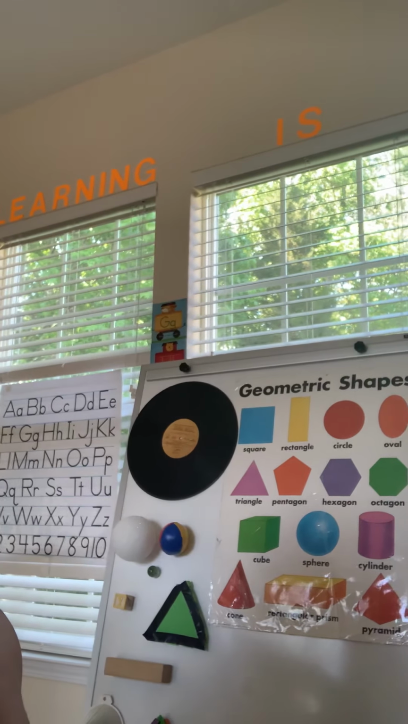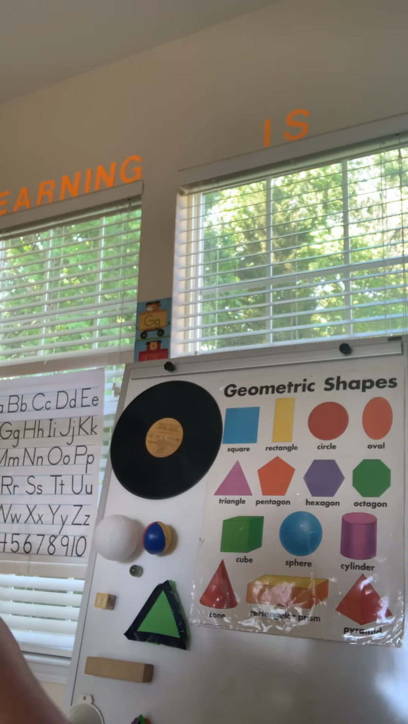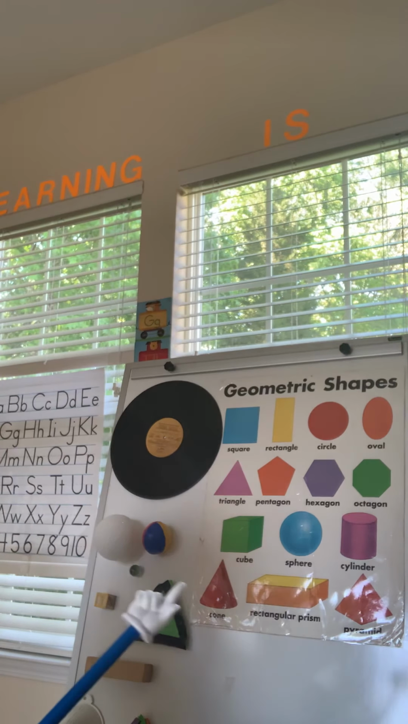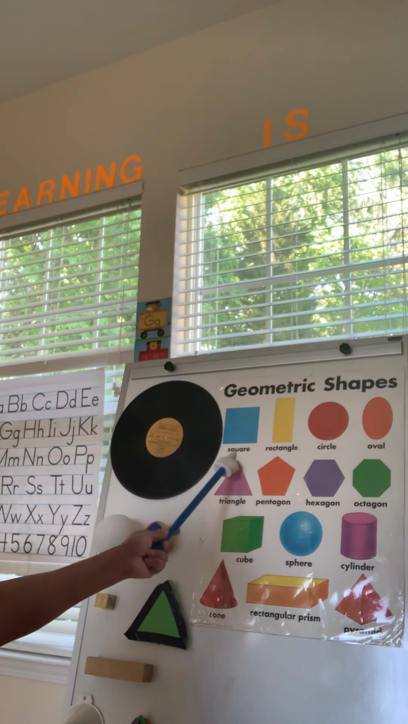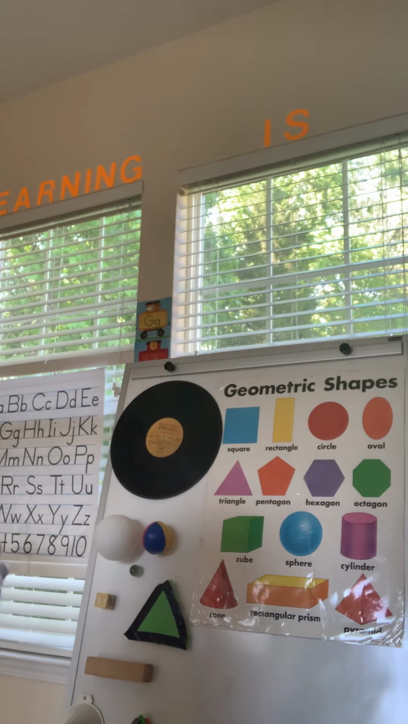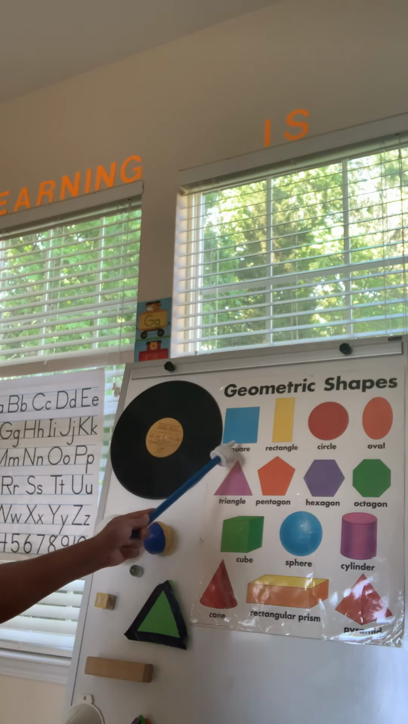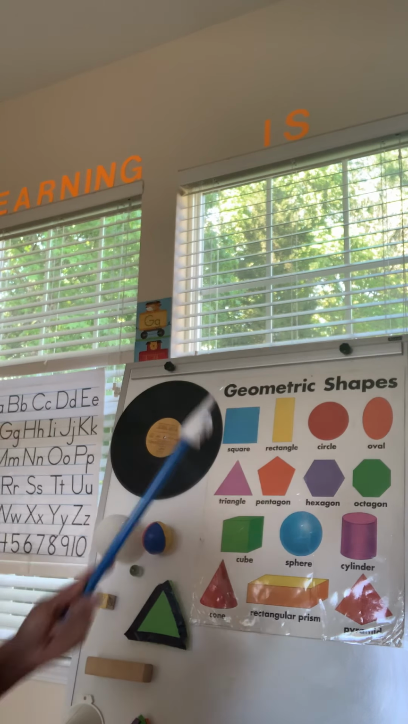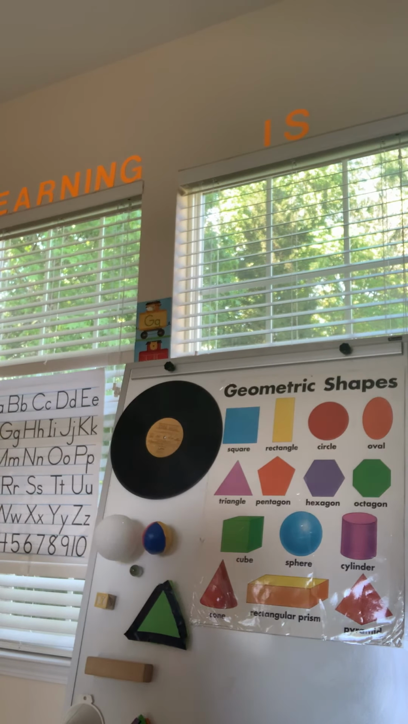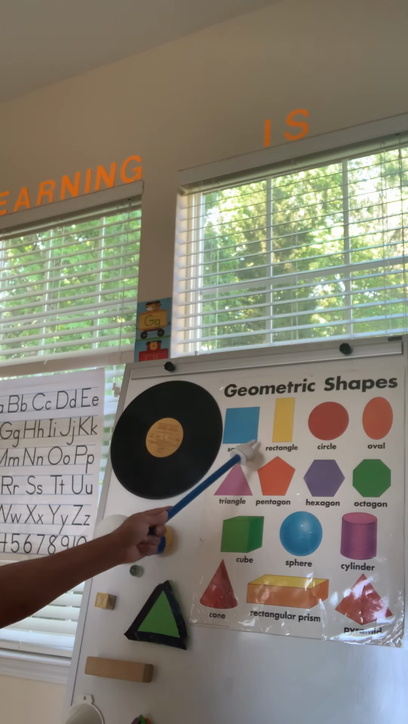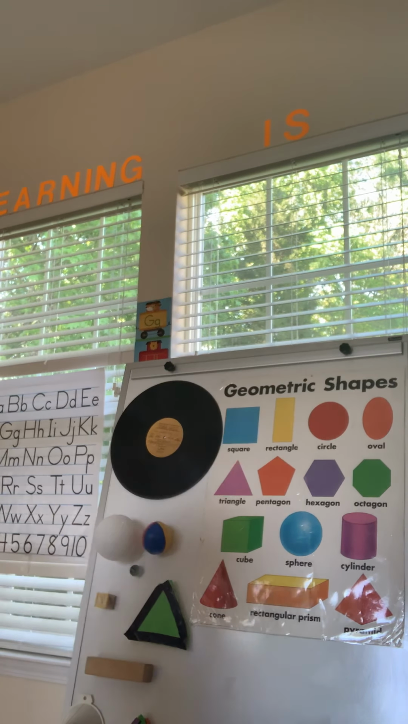Give me a minute, let me get it set. Okay, there we go. All right, now we have a square, and we're going to talk about the attributes of a square. A square has 4 equal sides. 1, 2, 3, 4. All the sides are the same. And it has 4 corners. 1, 2, 3, 4 corners.